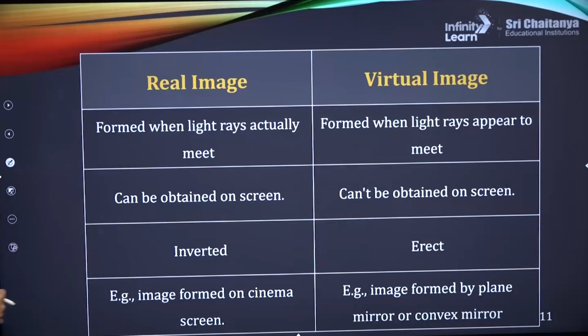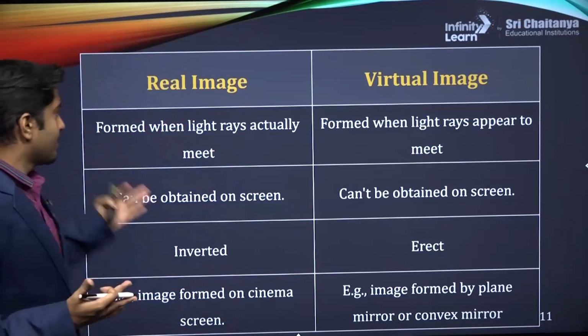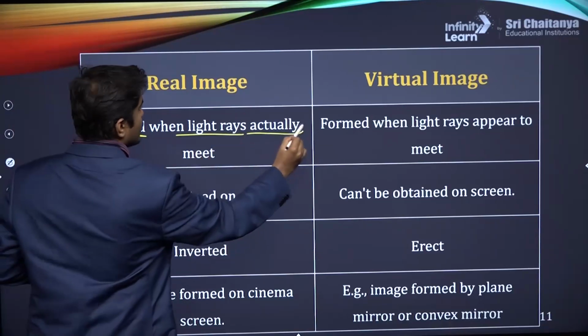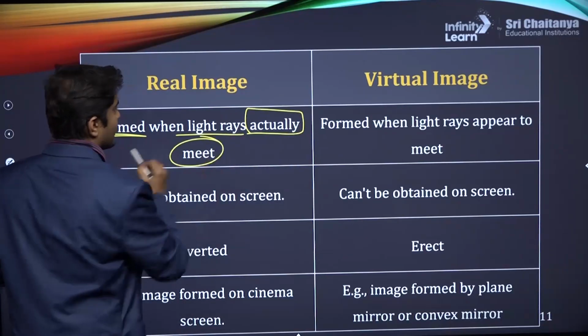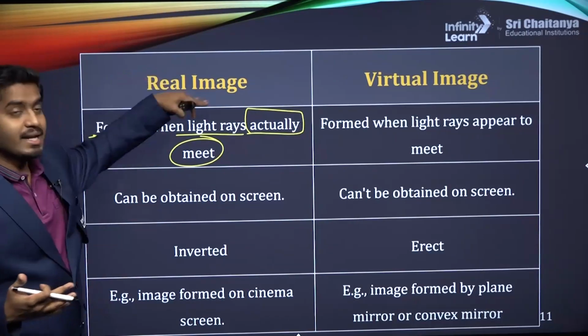Now, there is a difference between real image and the virtual image. So what is real image? It is formed when the light rays actually meet. Light rays should actually meet. That is the real image.